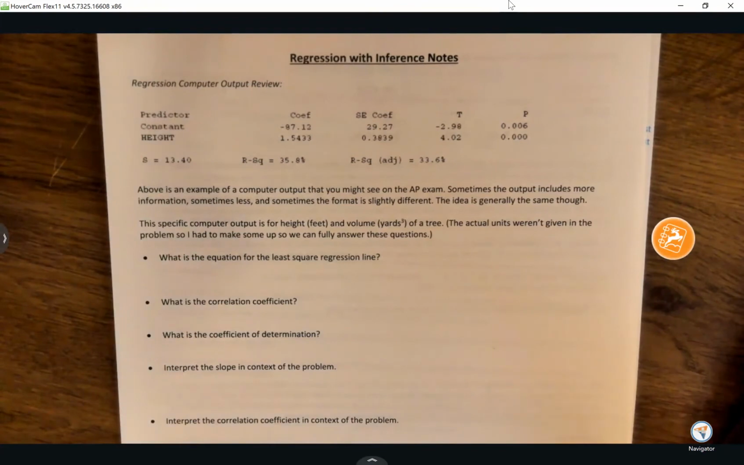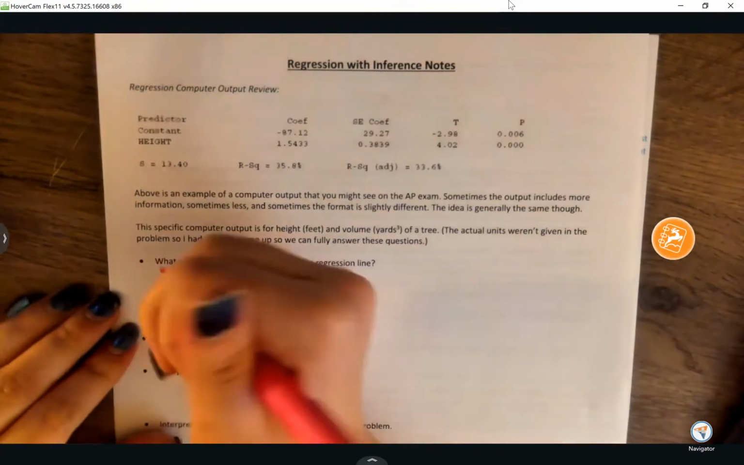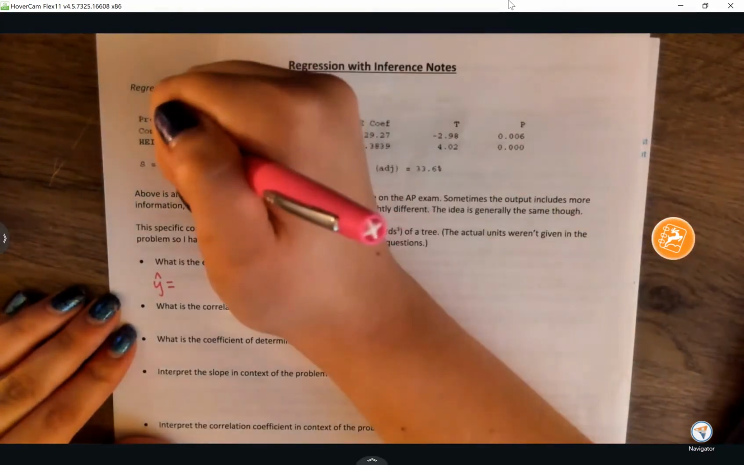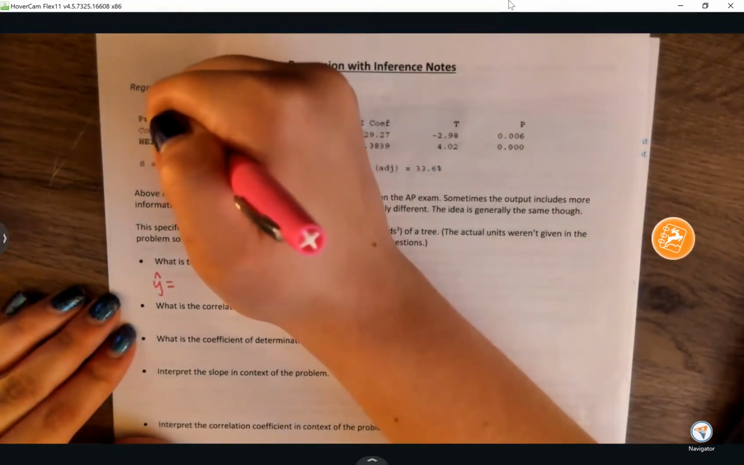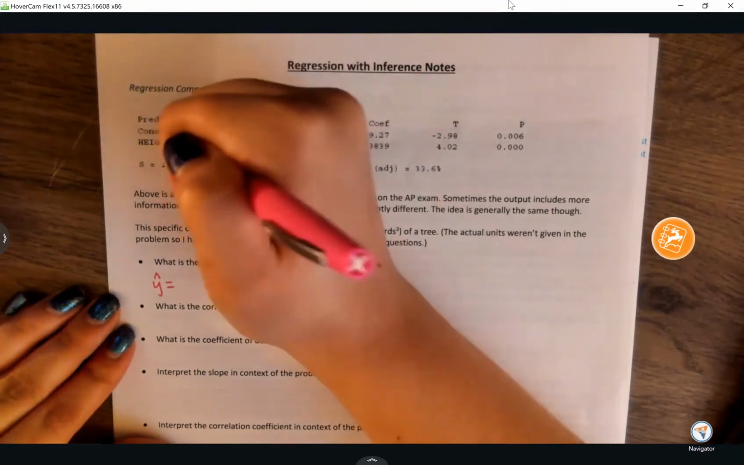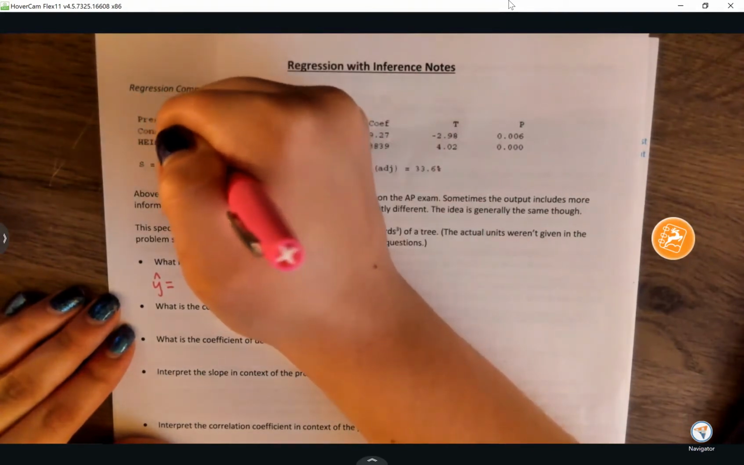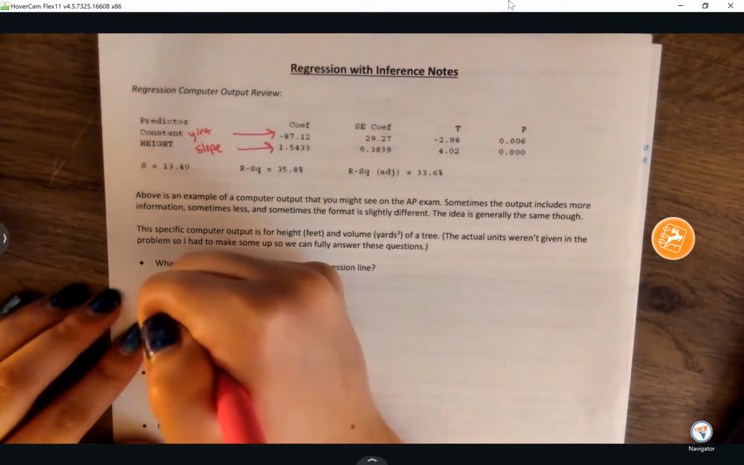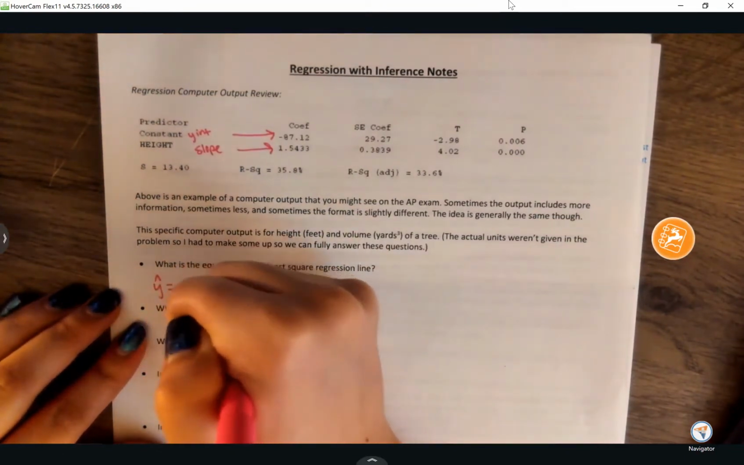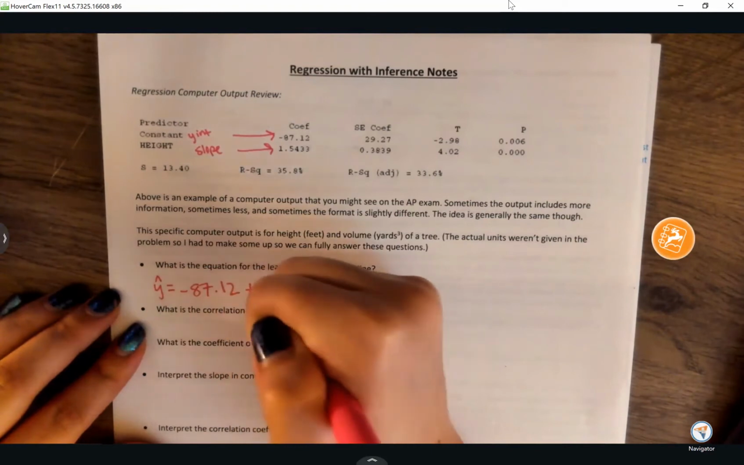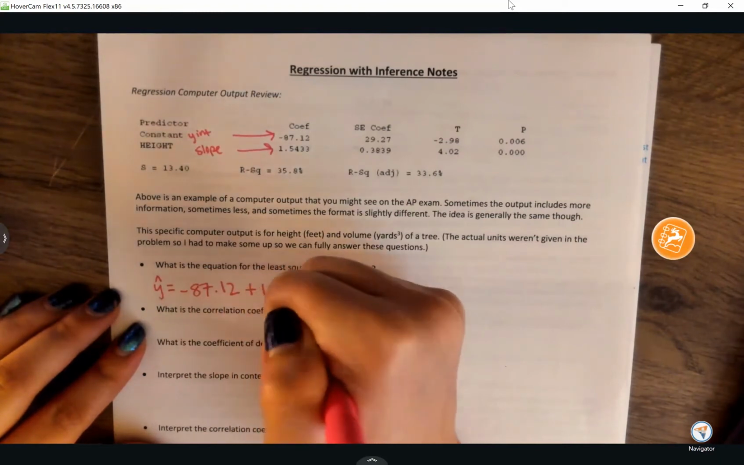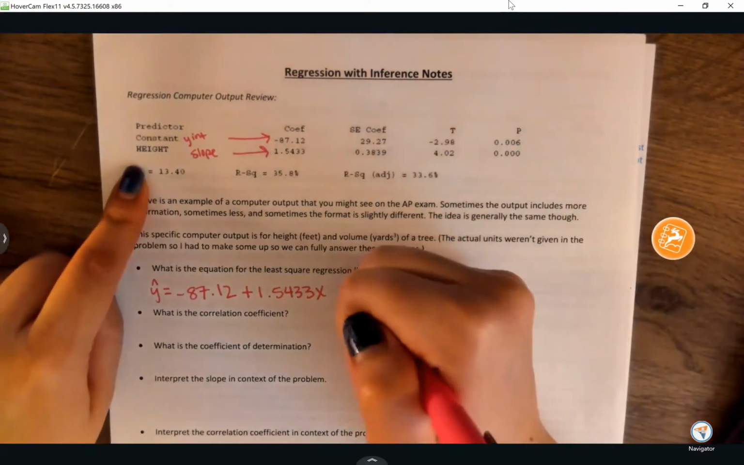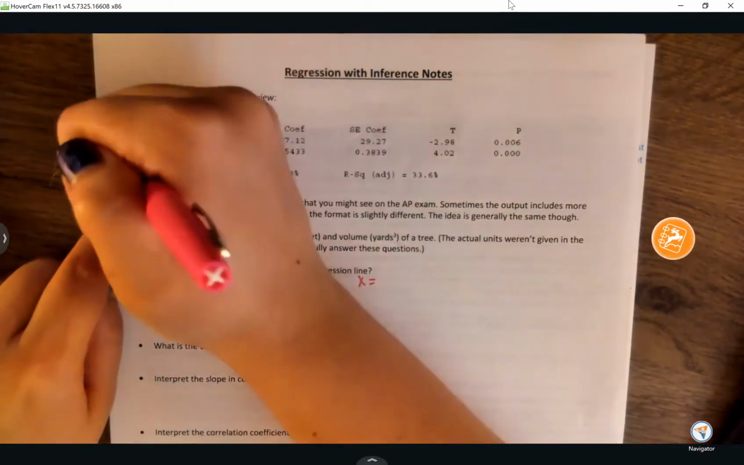What is the equation for the least square regression line? Remember that starts with y hat equals the constant, this is your y-intercept, and then your slope. So y hat equals negative 87.12 plus 1.5433 x.